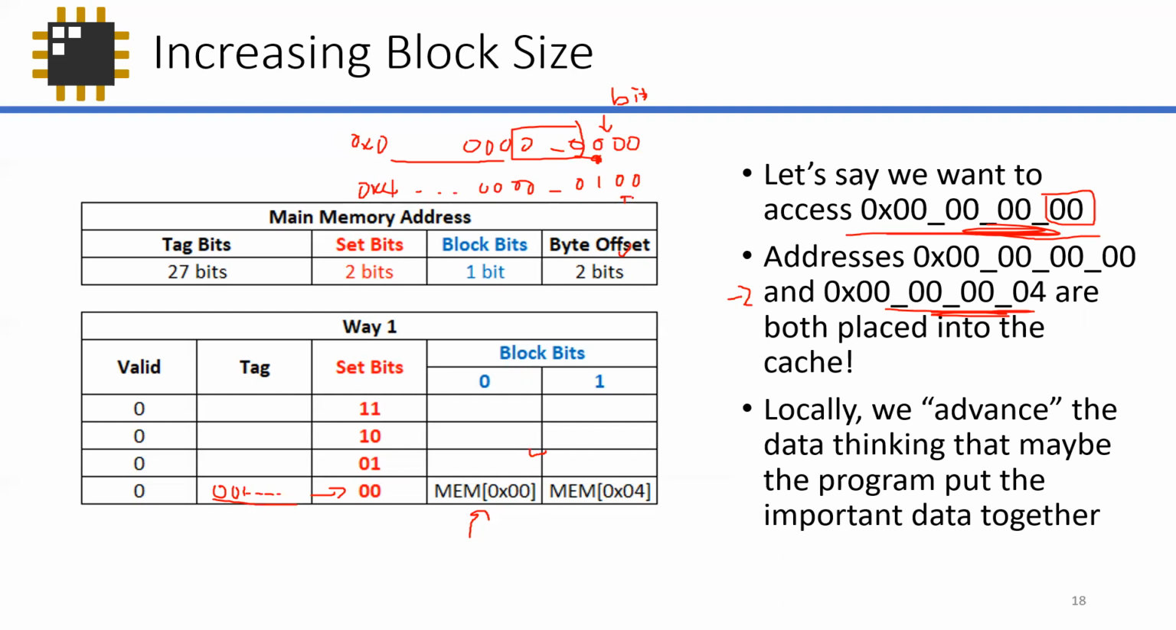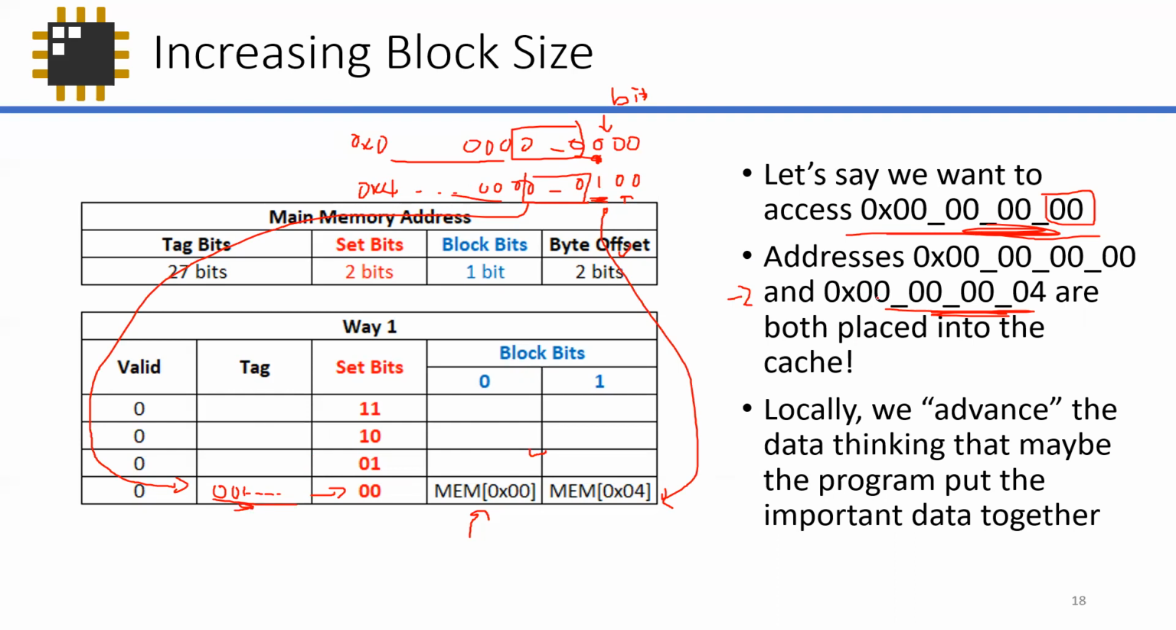So the first 2 bits are still the offset. I don't care. The next bit is the block bit, 1. And then the set bit is still 0. So this one will point here, still in set 0. The block bit is 1, so I'm going to put it here immediately. And then the tag bits are still 0000.